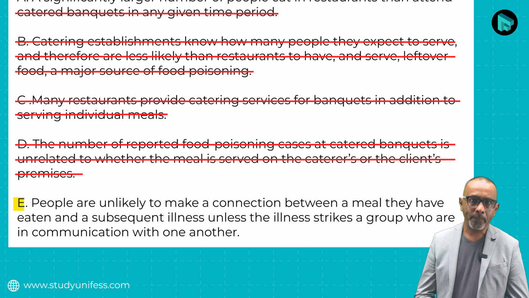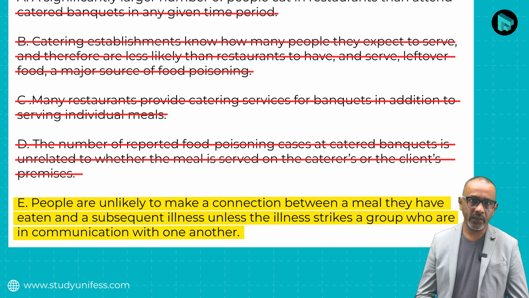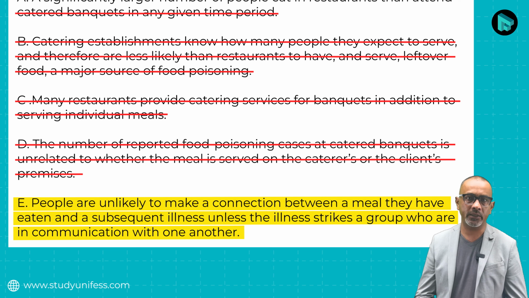Choice E: People are unlikely to make a connection between a meal they have eaten and a subsequent illness unless the illness strikes a group who are in communication with one another. Answer E resolves the paradox by highlighting a psychological and social factor in how food poisoning cases are recognized and reported. When food poisoning affects a group of people who are in communication with each other, they are more likely to identify and report the source of their illness collectively.